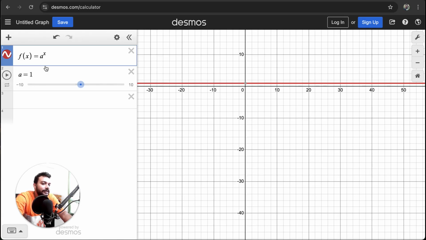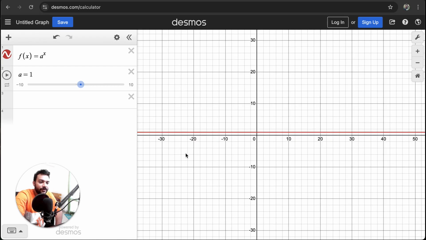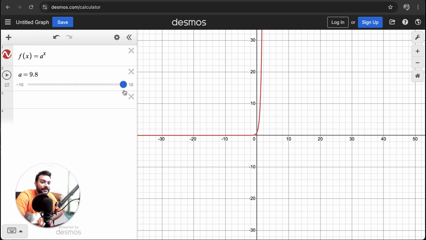At a is equal to 1, the value of the function will just be 1 throughout, because 1 raised to the power any number is 1 itself. Now I start increasing the value of a. Look closely. You see, this is why it's called exponential increase. It's increasing so wildly. It's nearing almost the y-axis. That means it's almost vertical increase. The rate of increase is so high. And when I start decreasing, let's come to a is equal to 1.